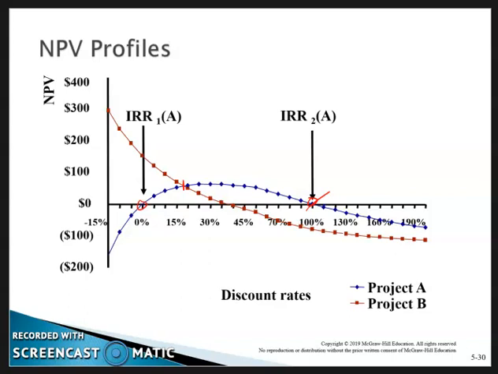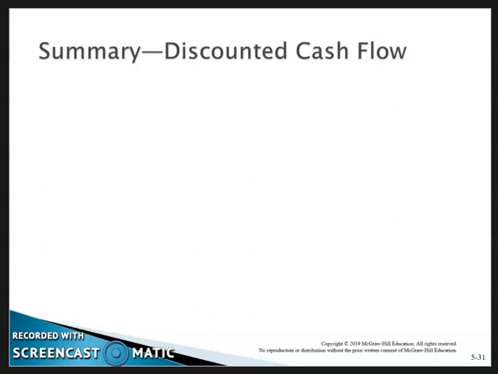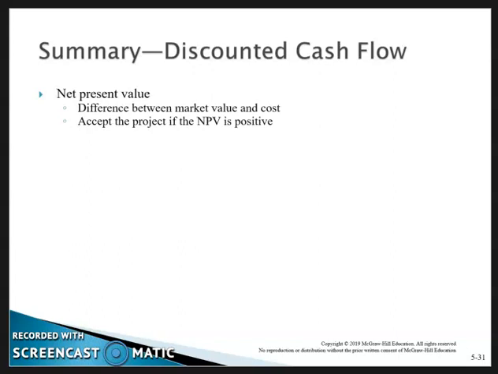So we pointed out the crossover rate. So, summary: discounted cash flow. We talked about net present value, the difference between the market value and the cost, and except if NPV is positive, it doesn't really have any serious problems. Actually, it's the preferred method.